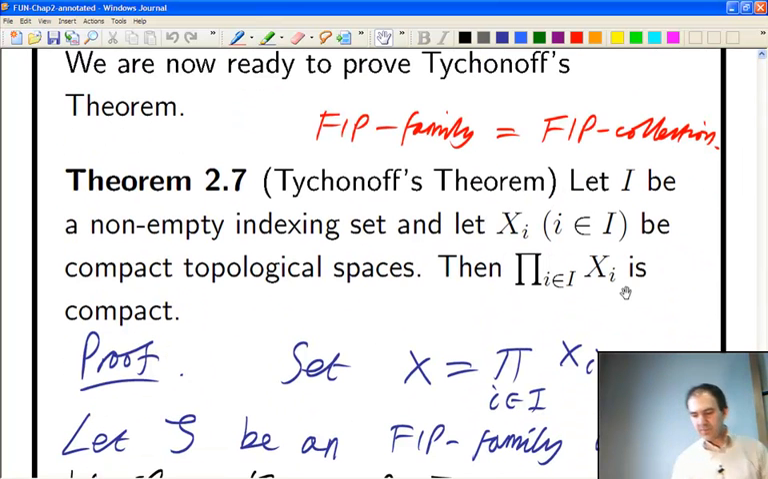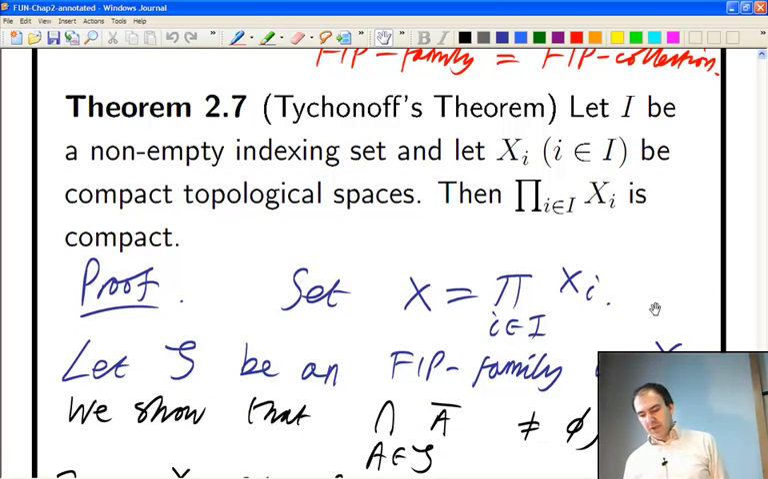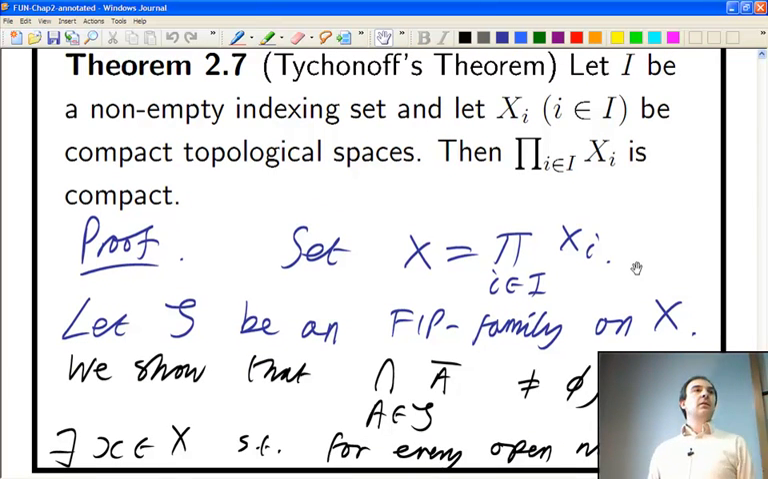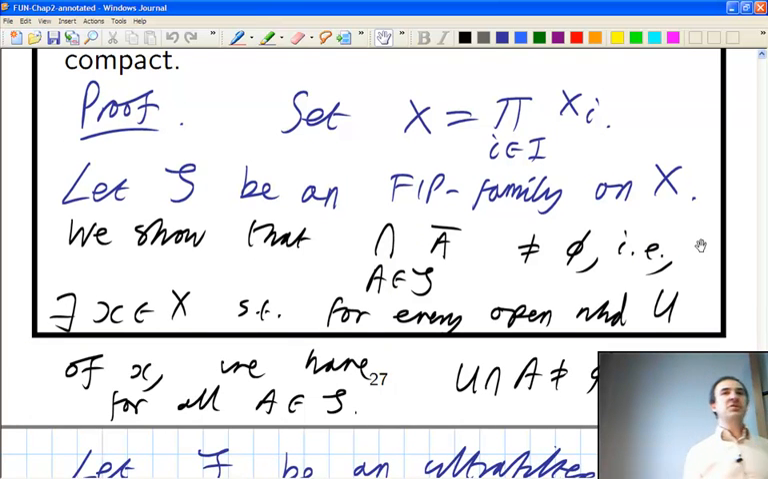Okay, so then we started to prove Tychonoff's theorem, and I started with the observation: if you take some FIP family on X, what you want is to show the intersection of the closures is non-empty. So if you make your collection bigger and still show the intersection of the closures is non-empty, then you've done even better, because if you intersect more sets, you tend to get a set that's smaller. And whenever we've got a collection, we want to show the intersection of the closures is non-empty. We'll do it by finding a point so that every open neighbourhood of the point has non-empty intersection with every set in your collection.